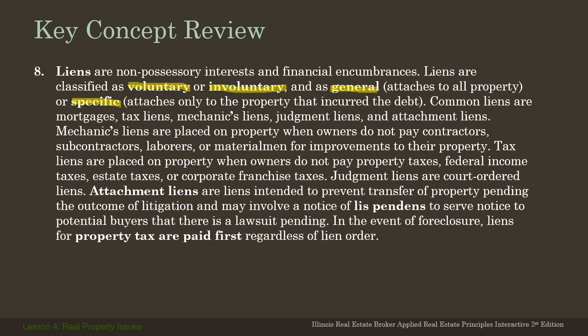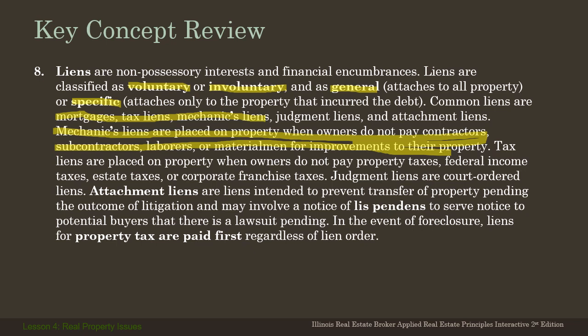Okay, and general liens can be these. Specific liens are the mortgage liens we talked about, property tax liens, mechanics liens. These liens, judgment liens and other attachment liens, those are general liens. Mechanics liens are a good example of specific liens that are placed on property when the owner does not pay contractors, subcontractors, or laborers, anybody that's improved the property. If you don't pay them, they have the right to put a lien on your property.